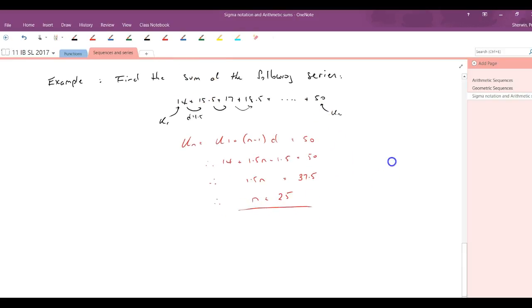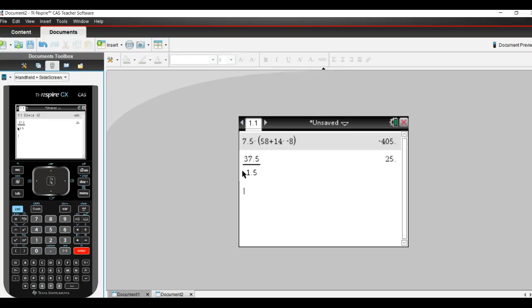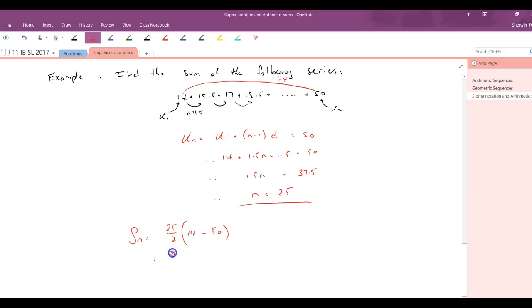Now I just need to find the sum. I've got 25 terms. I know the last term and the first term, so I can use the first formula. That's n over 2, 25 over 2. First term 14, and last term 50. Remember, that is 14 plus 50, 64. So I've got 12.5 pairs of 64. So 12.5 times 64 gives me 800 as a sum. Equals 800.